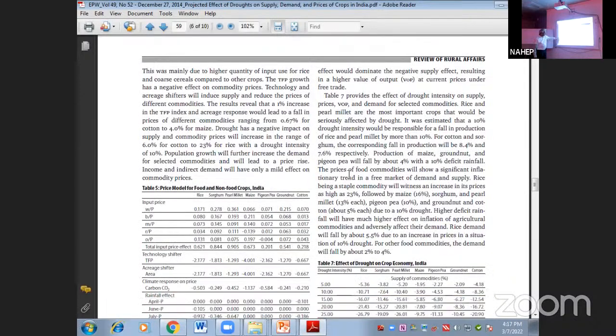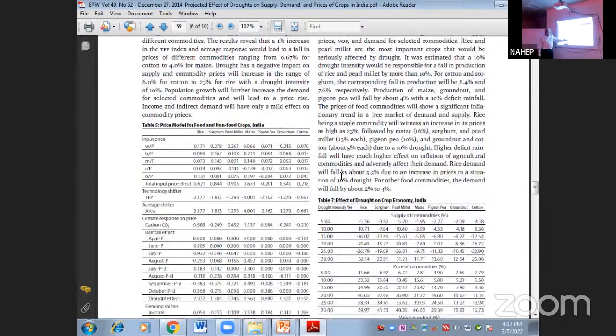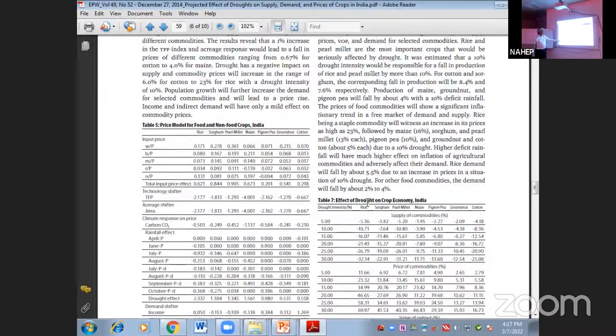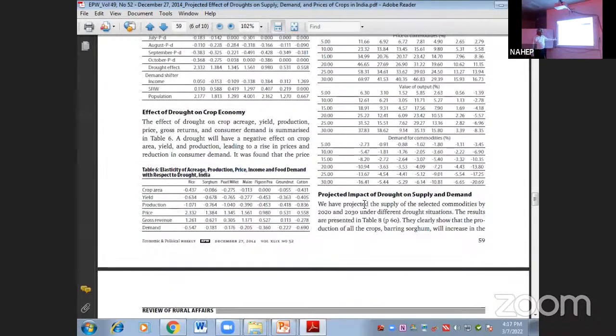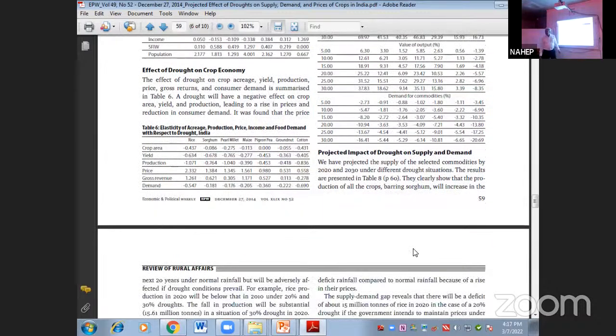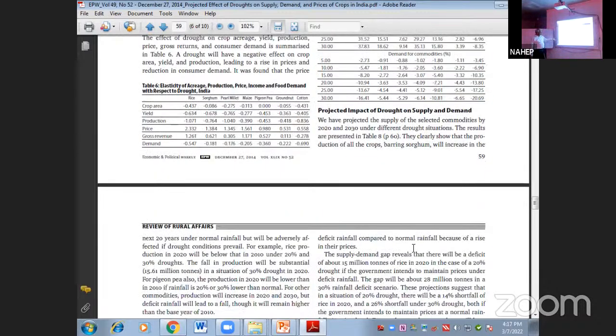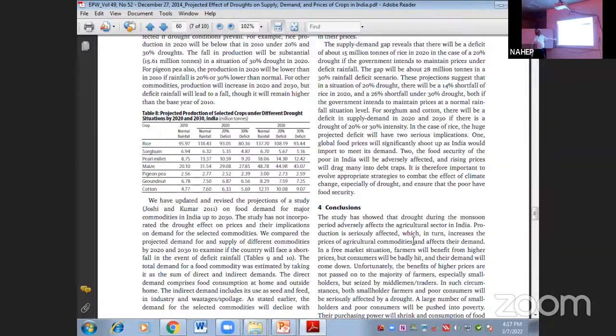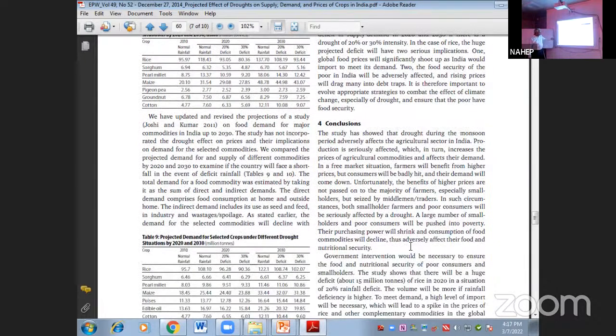So my work was on the effect of drop on crop economy. That's very important. Then the effect of growth on crop economy you are studying. Then you have the sources of growth, and the impact of growth on supply and demand. We might be having a full report also, where you find all the details, but I think most of the part is there.